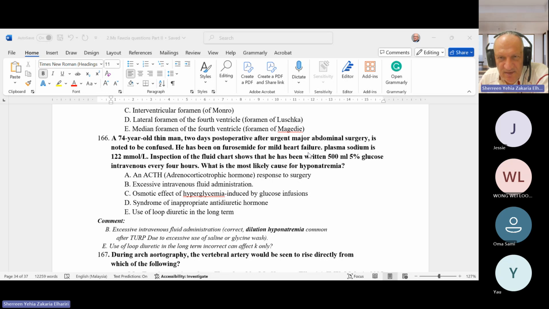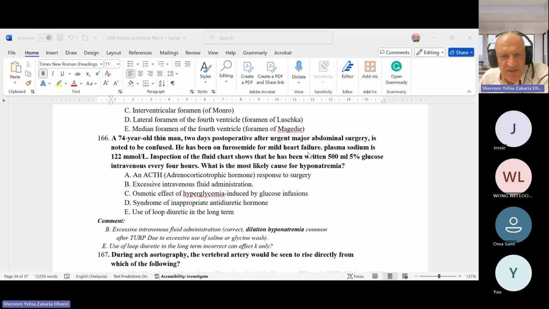So if you calculate half a liter every 4 hours, how many liters does this patient take? Anyone can count it? So it is every 4 hours, so it's 6 times. So he takes about 3 liters, maybe more, intravenous.